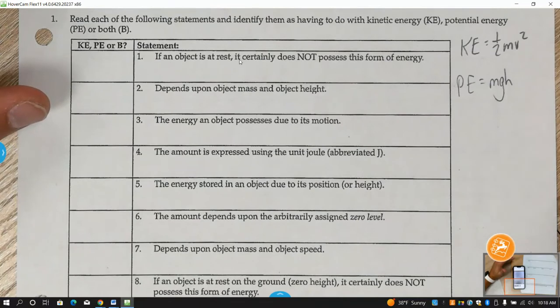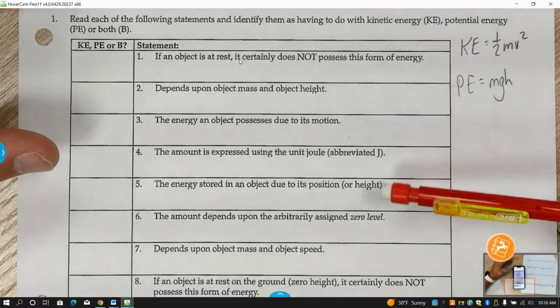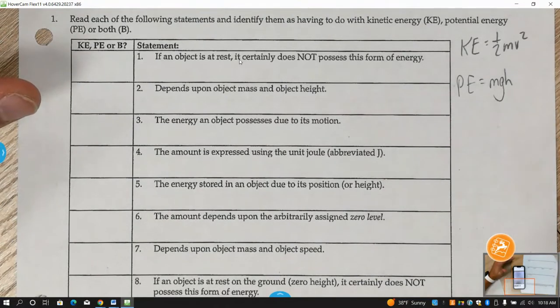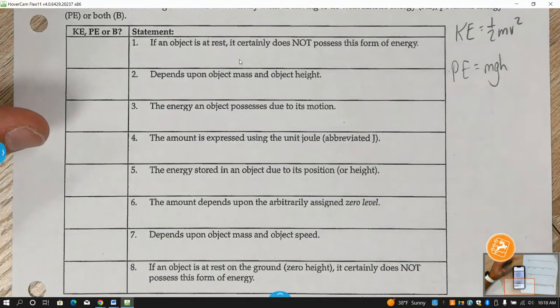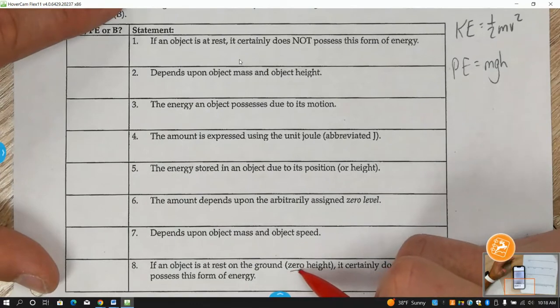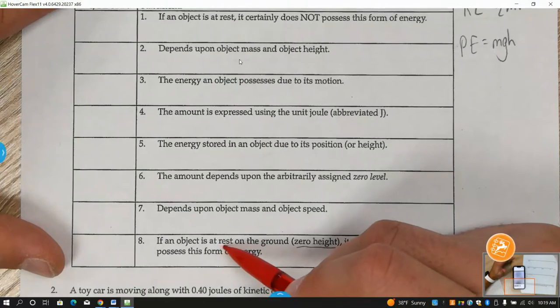So basically, like in the problem that I showed you guys before of the book, relative to the ground or relative to the table. Potential energy, yes. Depends on the object's mass and speed. KE. And number 8, if an object is at rest on the ground, zero height, it definitely does not possess this form of energy. Why both? Because if it's on the ground, the height is 0. Zero height and no energy. It's at rest. Very good.